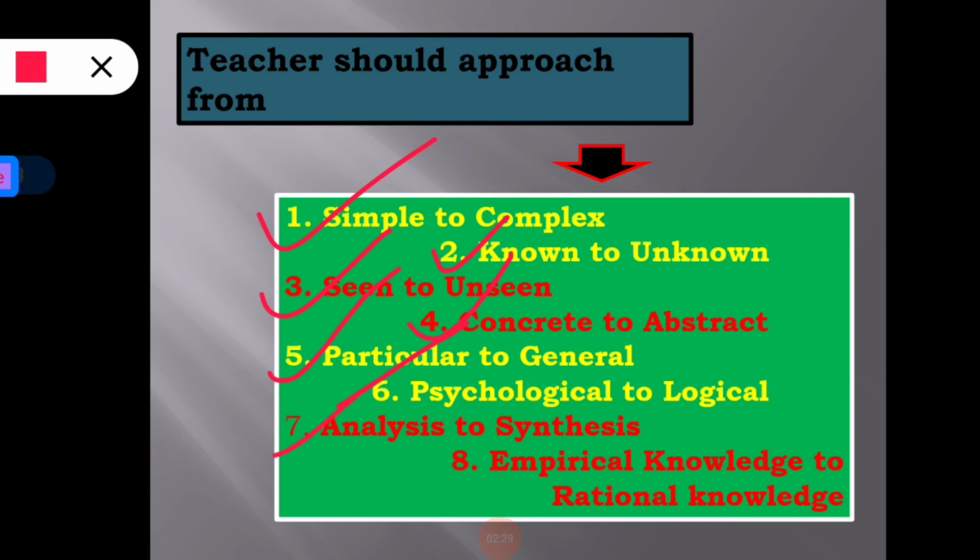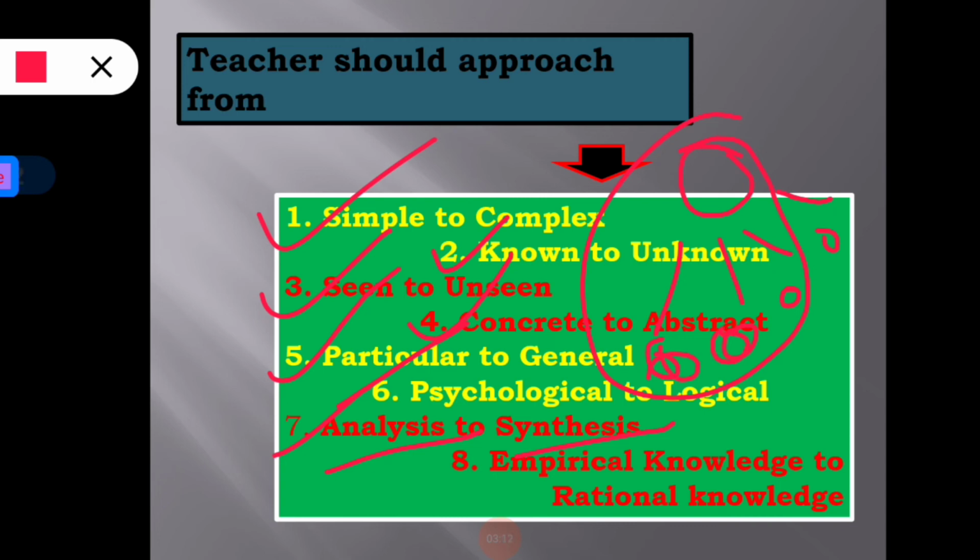And then go to the seventh point, that is analysis to synthesis. So the teacher should first teach analysis and then synthesis. According to the dictionary definition, analysis means the process of separating something into its constituent elements. That means the main thing and the different types of components, and this is known as analysis. Clear? And now going to the synthesis part. Okay. So synthesis means the combination of the components or elements to form a connected whole.